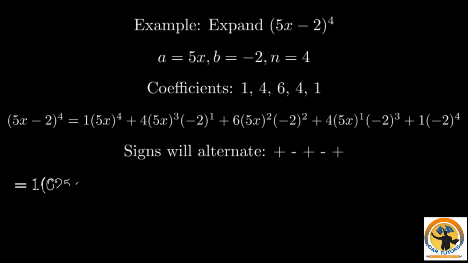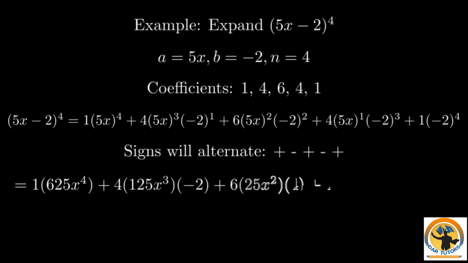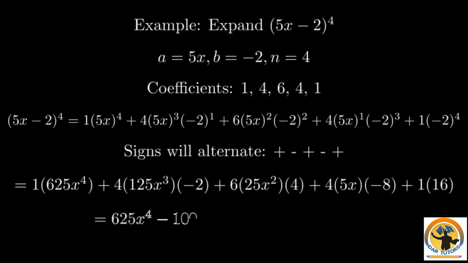Now let's simplify. 5x to the fourth is 625x to the fourth. 5x cubed is 125x cubed. 5x squared is 25x squared. And the powers of negative 2 are negative 2, 4, negative 8, and 16. Multiplying everything out, we get our final answer. 625x to the fourth minus 1000x cubed plus 600x squared minus 160x plus 16.